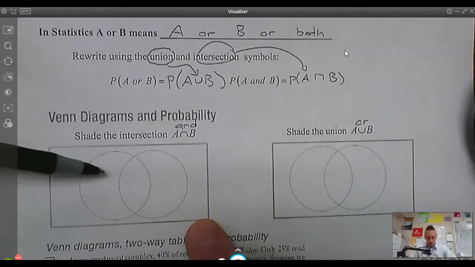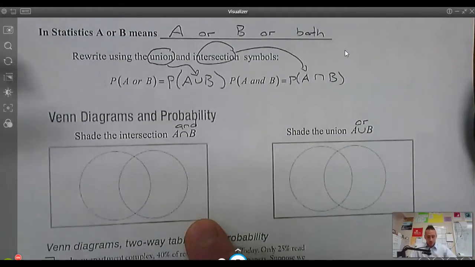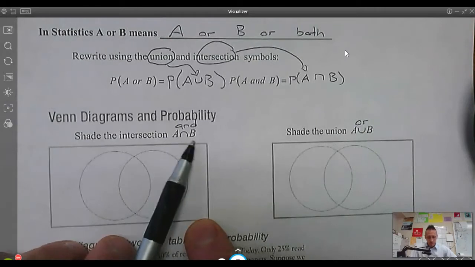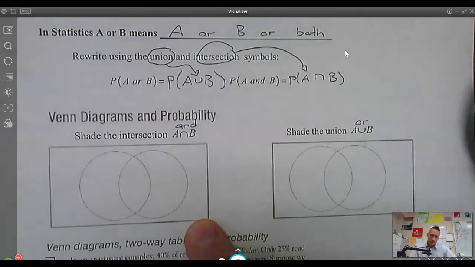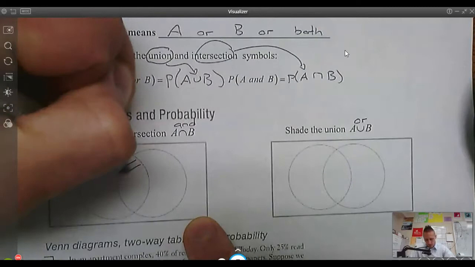So what we're trying to do here is take the Venn diagram and shade where in the Venn diagram is the intersection of A and B. Oh, this is obvious. This is very easy. This is just the intersection.